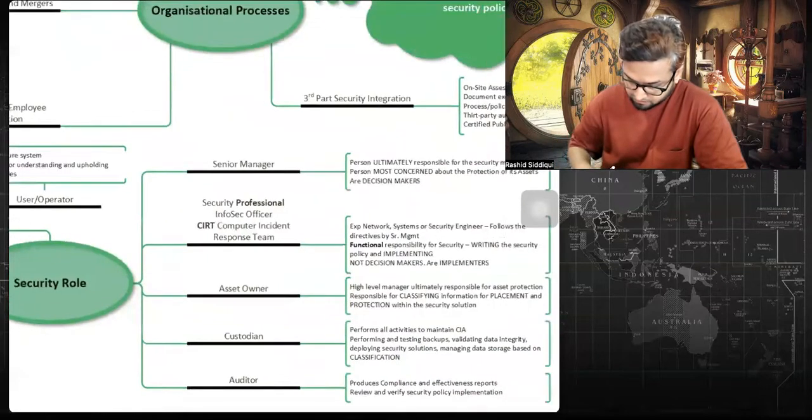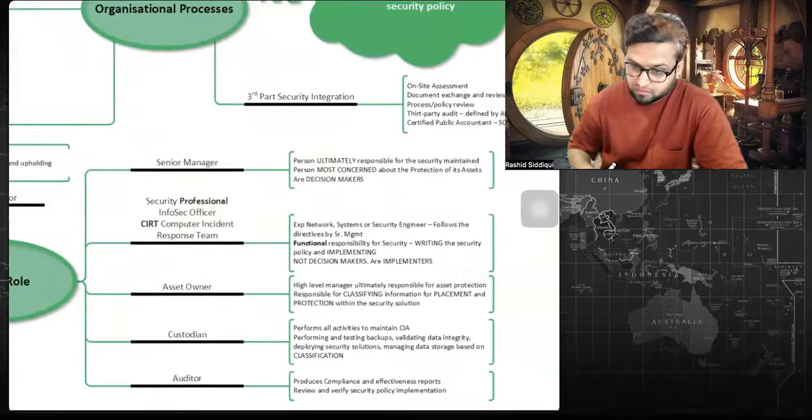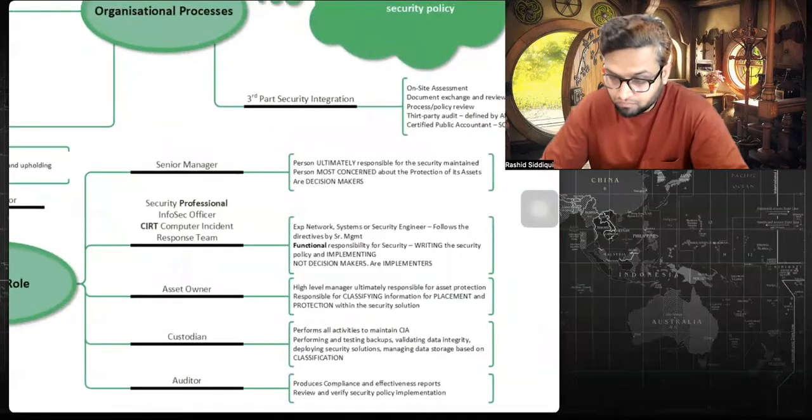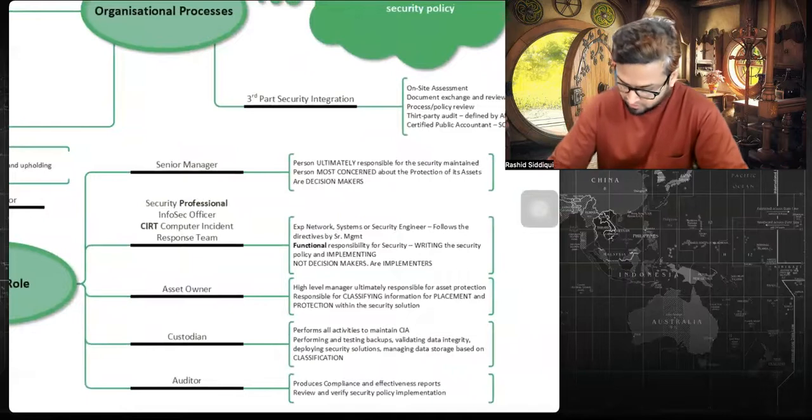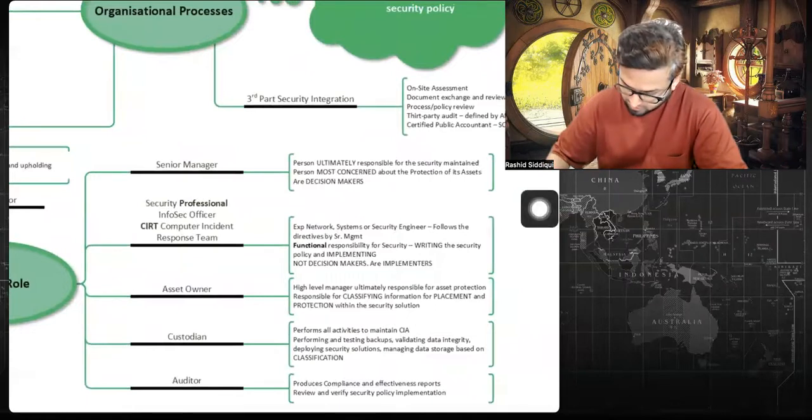And then we have senior managers. Senior managers are people who are ultimately responsible for the security of the organization. The security manager is the person who is most concerned about the protection of its assets, and they are the decision makers. So these are the key points. I would like to highlight these points.